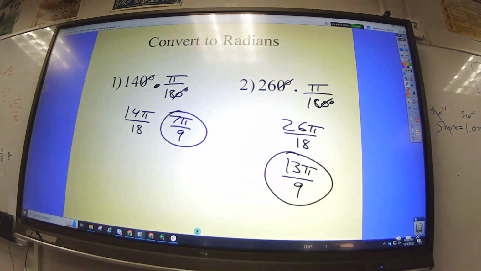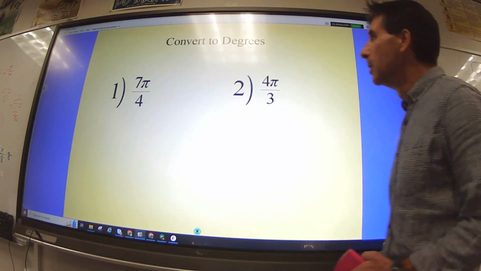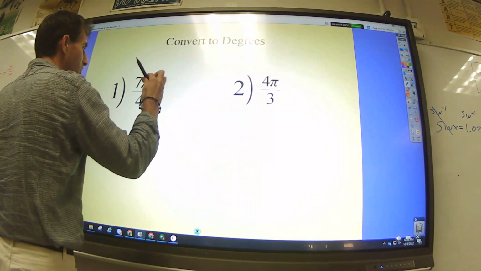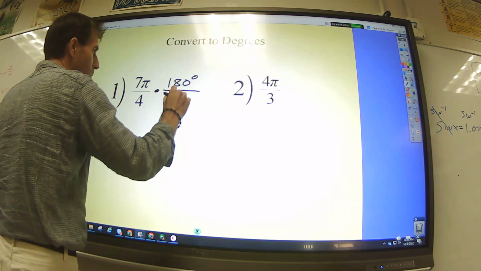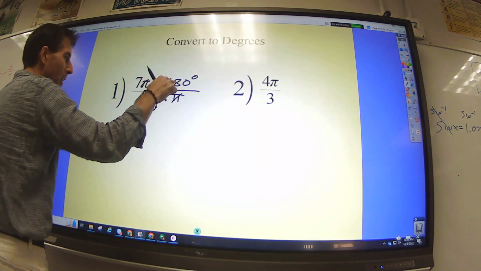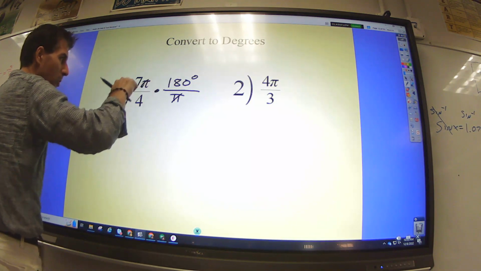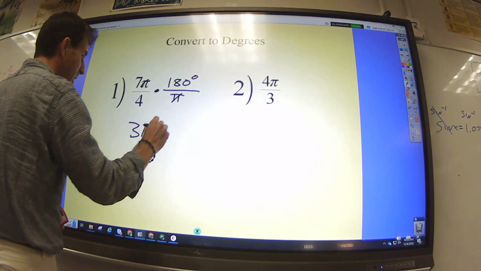If I'm having you convert to radians, guess what else I'm going to have you do? Convert to degrees. Okay, so to convert this to degrees, we put degrees in the numerator and pi in the denominator. Pi cancels out. 7 times 180 divided by 4. You can also reduce those and then multiply by 7, but since we are using calculators on the test, 7 times 180 and then divided by 4, you get 315 degrees.